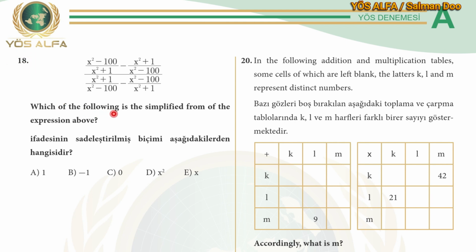18. Which of the following is the simplified form of the expression above? When we take out negative 1 as the common factor from the numerator, we have negative (x squared minus 100) over x squared plus 1 plus this. And this term on the numerator is exactly the same as what we have on the denominator. So these two cancel out each other, and our answer is minus 1.